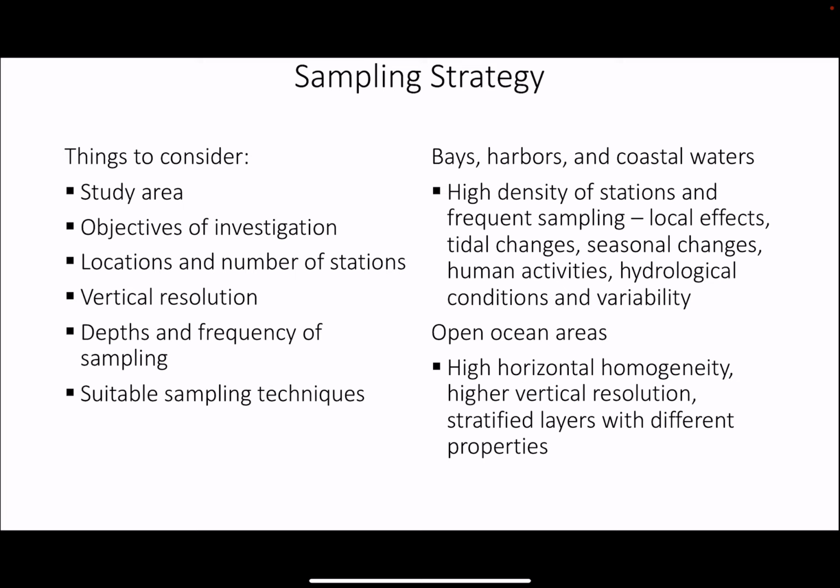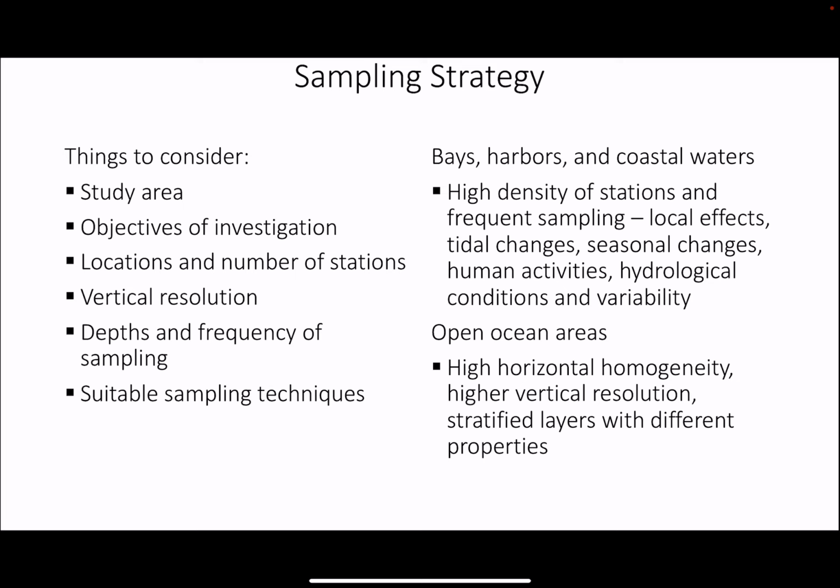Whereas in the open ocean areas, you've got to keep in mind that you have really high horizontal homogeneity. So once you're in the gyre of the South Atlantic, you have to cruise for a long time to get out of it. But vertically, you have a lot of heterogeneity. So you're going to need a much higher vertical sampling resolution than you do a horizontal sampling resolution.